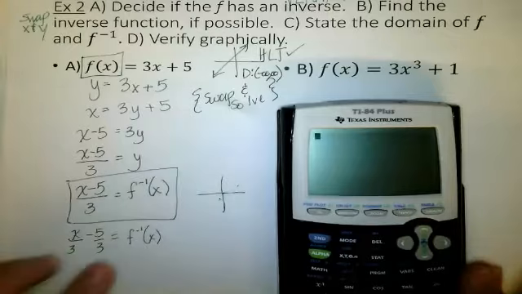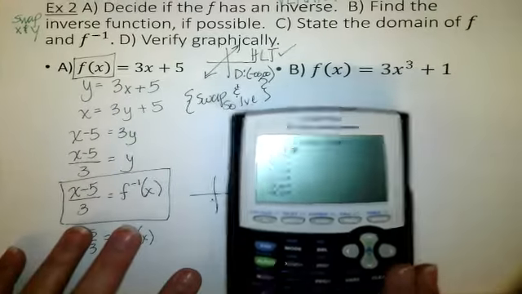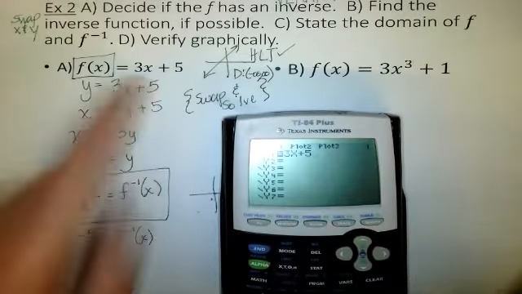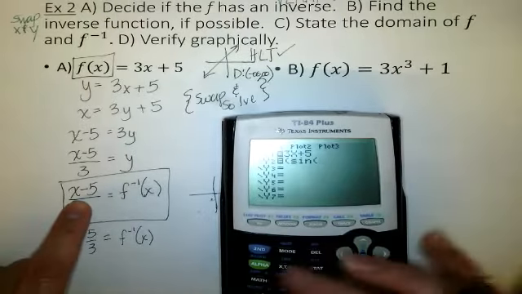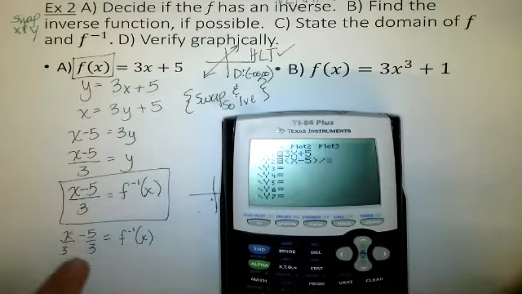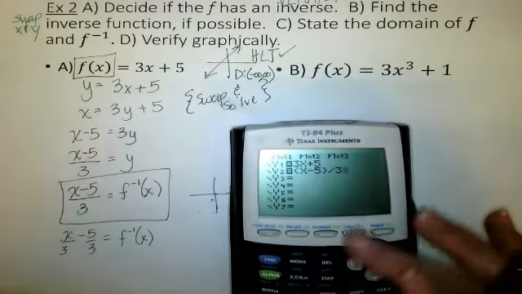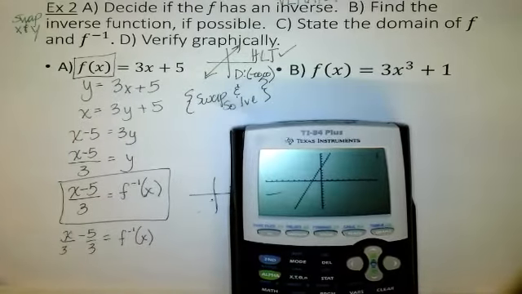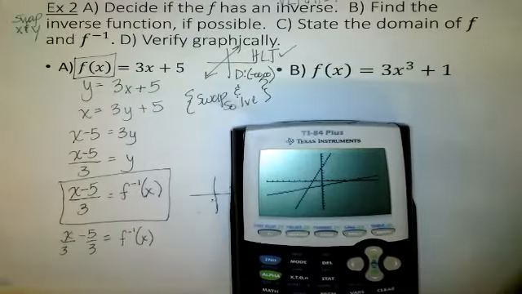All right. So I want you to see what happens here graphically. It's kind of interesting. So we're going to type in our original function, 3x plus 5. And then here I'm going to type in x minus 5 divided by 3. And you'll notice I put in parentheses there. Okay. So these are my two functions that are inverses. There's my steep line and my not so steep line.